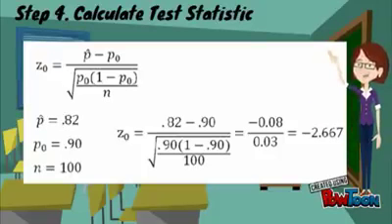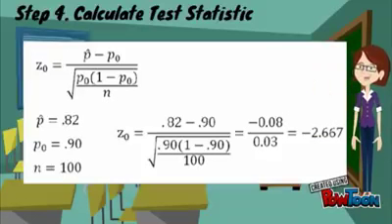Step 4. Calculate test statistic. Z is equal to p hat minus p over square root of p quantity 1 minus p over n. Substitution. Z is equal to 0.82 minus 0.90 over square root of 0.90 quantity 1 minus 0.90 over 100. Z is equal to negative 2.667.